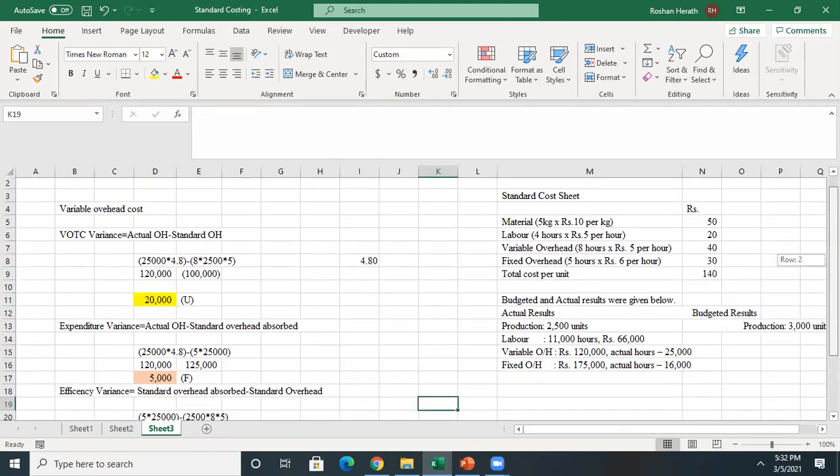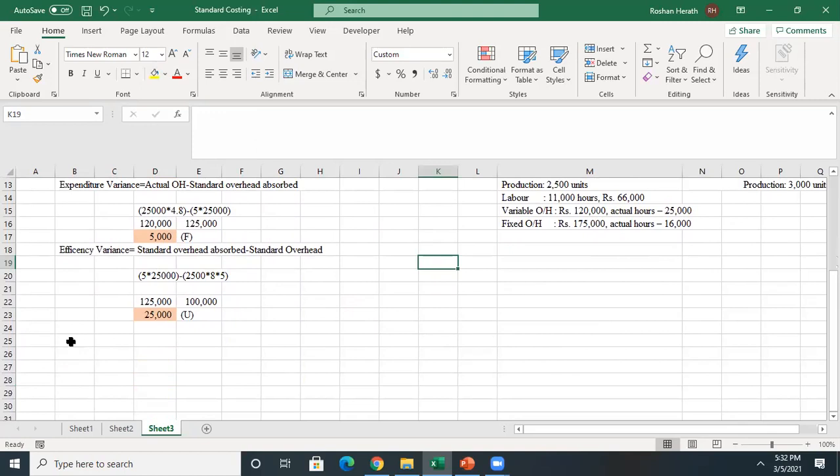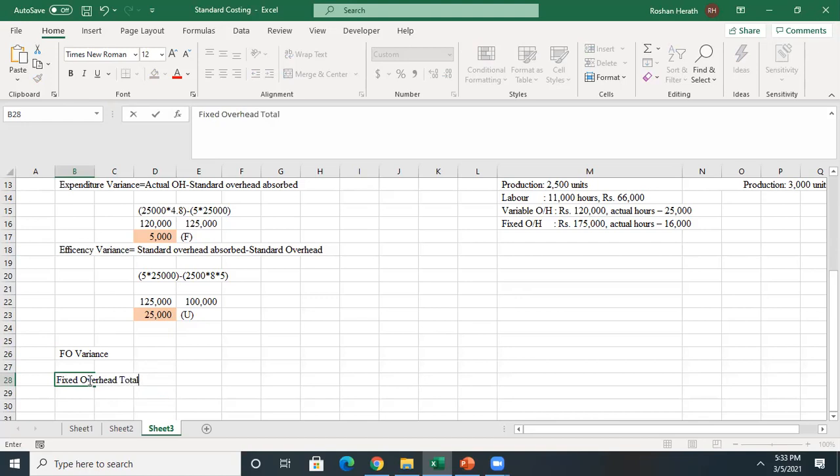Then we may look at this about the variable overhead. Now let's look at the fixed overhead. So if you have any questions, please do let me know. Fixed overhead variance. So how do we take that? It's about first the fixed overhead total variance.